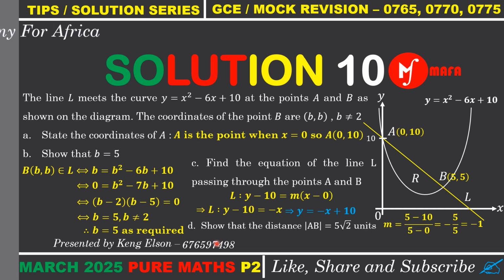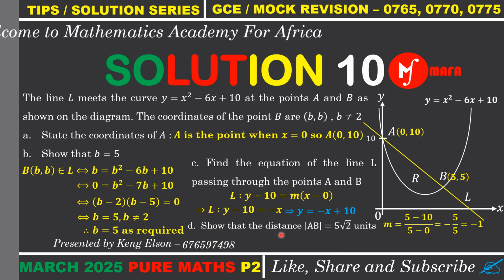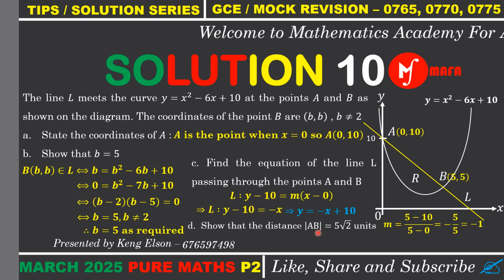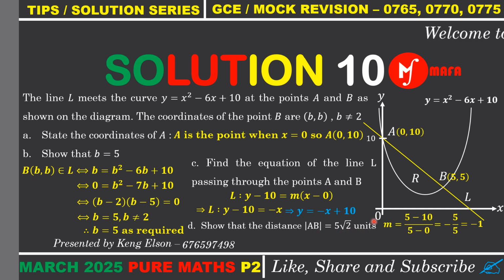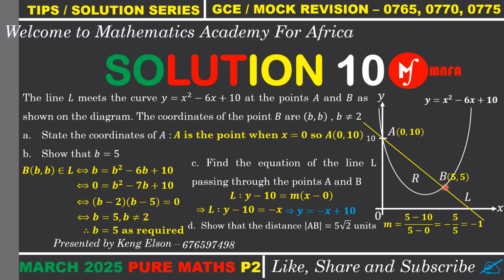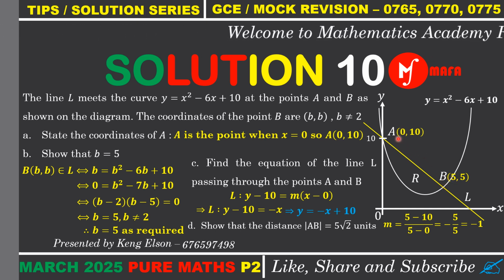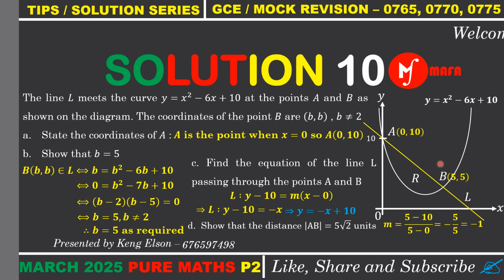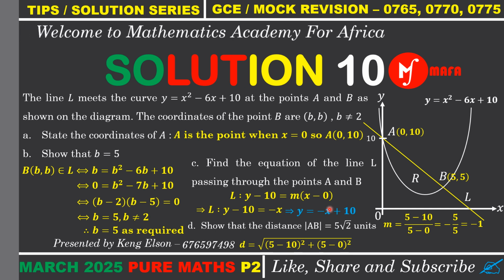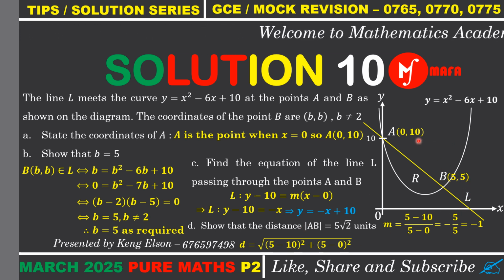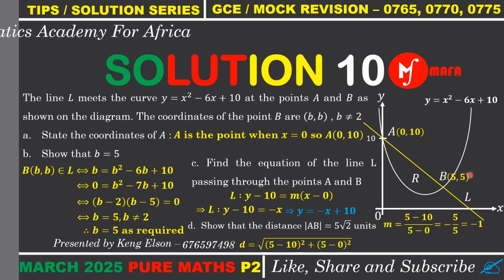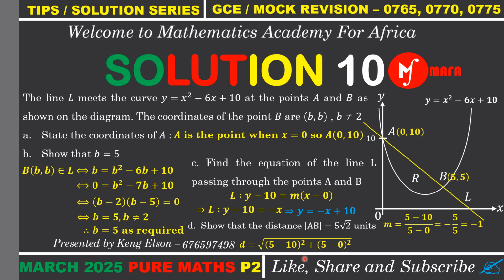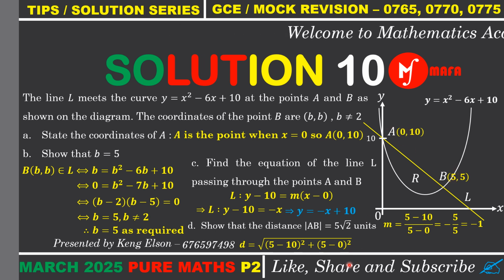Now let's go to question D, which is asking us to show that the distance between the point A and B is equal to 5 root 2 units. Since we have the coordinates of the point A and B, we can just use the distance formula. So the distance between 2 points is the square root of the square of the difference of the x coordinates plus the square of the difference of the y coordinates. So here the distance will be the square root of 5 minus 10 all squared plus 5 minus 0 all squared.